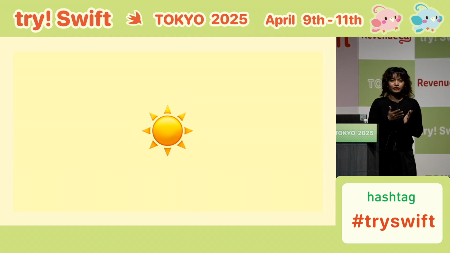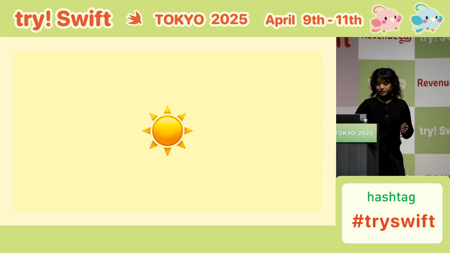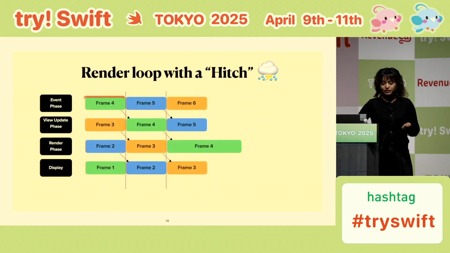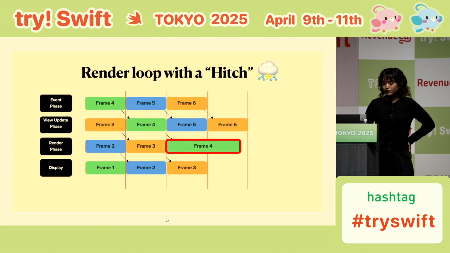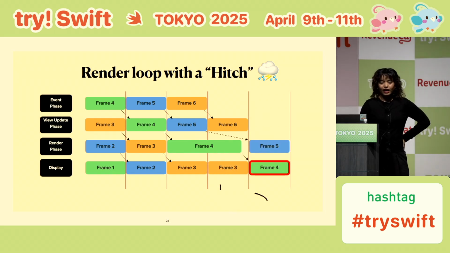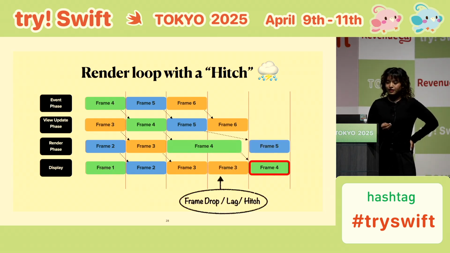So usually at 120 frames per second, life is bright and sunny. Always, it doesn't always happen. So let's look at a scenario where you have a hitch or a lag. So as we can see here, the frame has progressed from the event phase and view update phase to the render phase, but something went wrong in the render phase, and the engine took too long to create the display buffer. Too long meaning it exceeded the allocated time that we talked about earlier. And a direct consequence of this is that frame 3, which is the previous frame, has appeared on the display for one extra cycle.